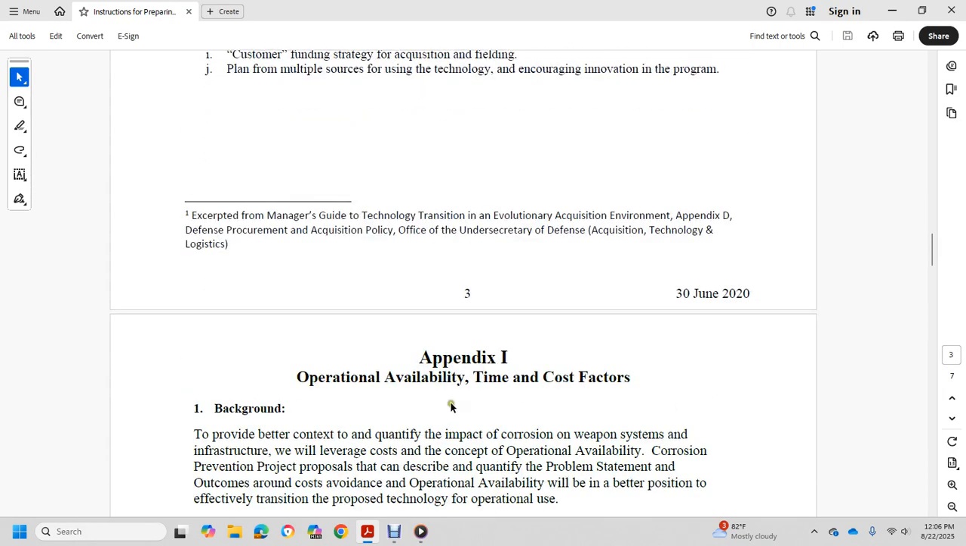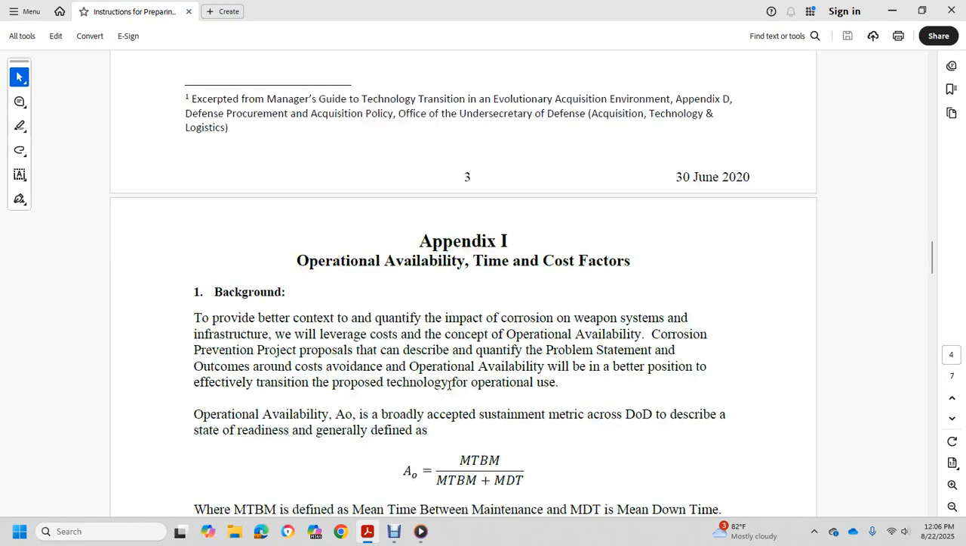Appendix I, operational availability. To provide better context for the time and cost factor in the background, quantify the impact of corrosion on weapons or infrastructure and the level of cost, with the concept of operational availability and the corrosion problem the project proposes to address. Quantify the problem statement and outline outcomes around cost avoidance. Operational availability will be in a better position to show the effect of the transition of the technology to operational use.